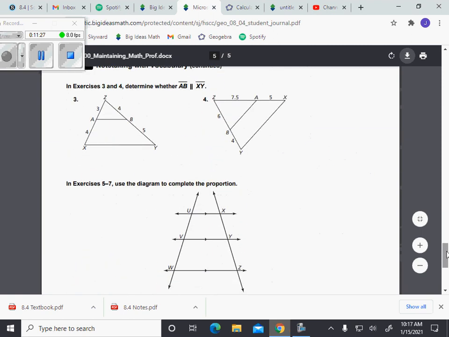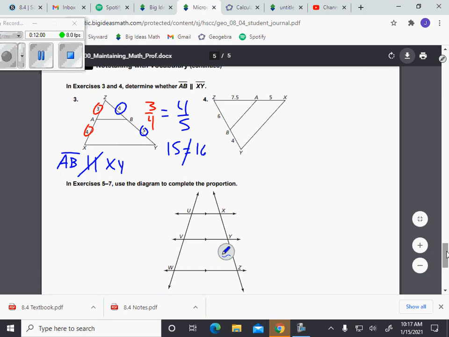Number 3, determine whether they're parallel. Okay, so we're going to determine if these side lengths are proportional. So we know that 3 over 4 has to be equal to 4 over 5. If we cross multiply, we get 15 is equal to 16. Are those proportional? No, that's not equal. So AB is not parallel to XY. Not parallel.